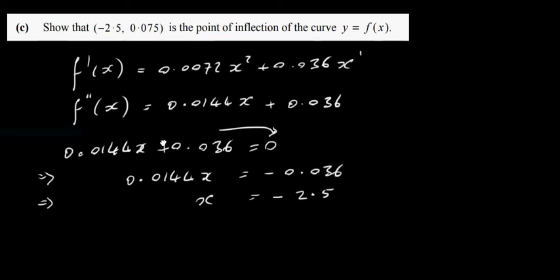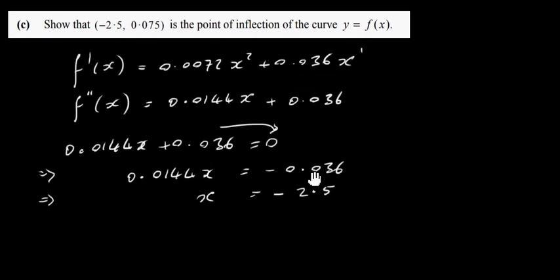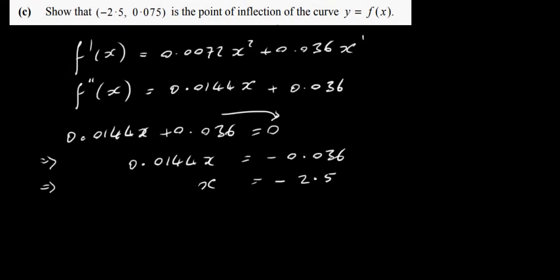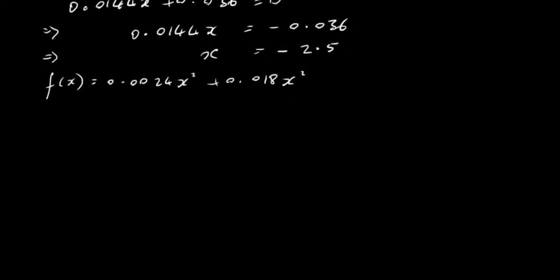To find the y value then, this is the x value on the curve. This is on the curve. So we have to put that into our original function. And our original function was, remember, f of x is equal to 0.0024x cubed plus 0.018x squared. We've got to put this minus 2.5 in here, and hopefully we will get plus 0.075. So let's see what we get when we do that.